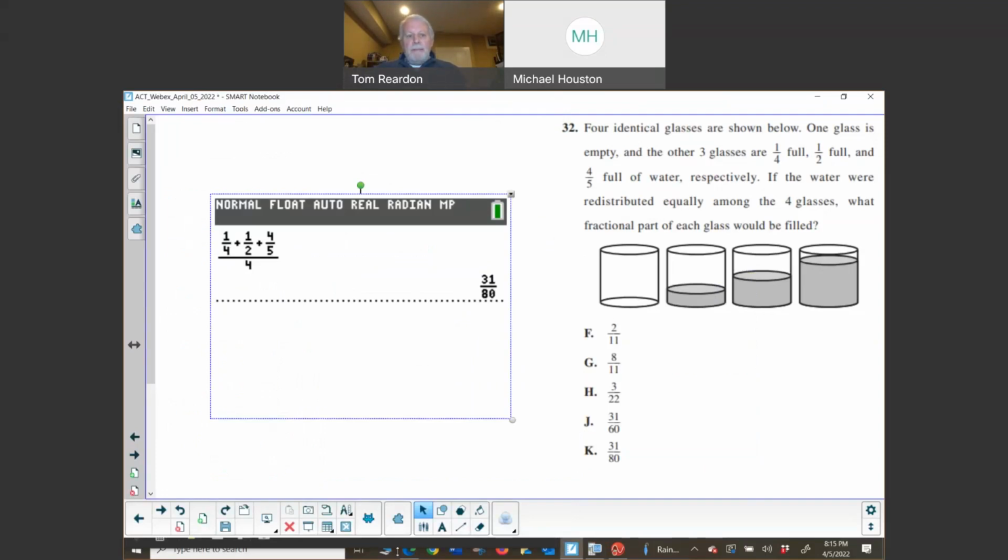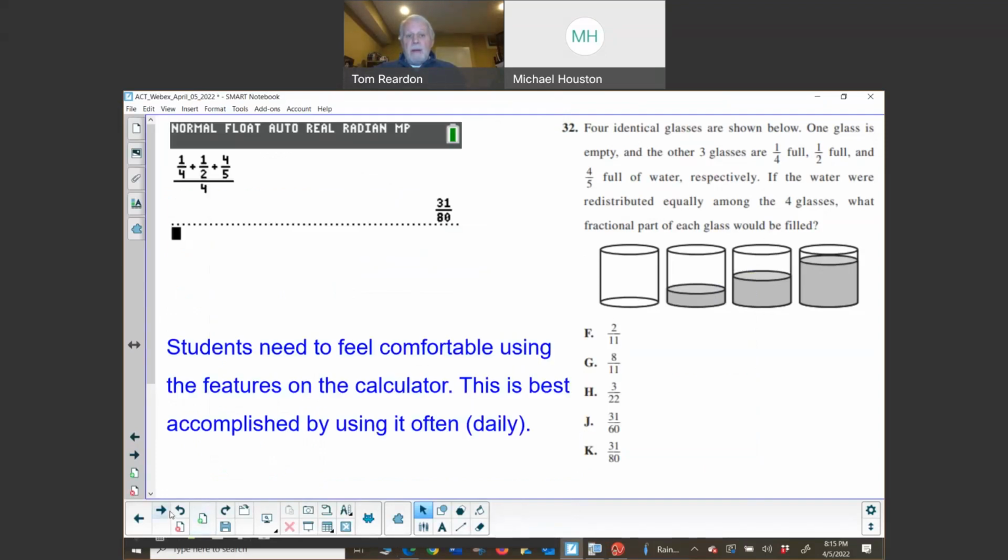And on Inspire, and by the way, in order for students to feel comfortable with this, they need to use it daily. So it's not like something you say, I'll just teach you how to use a calculator the day before. They need to have ease of use. Need to feel comfortable with it.